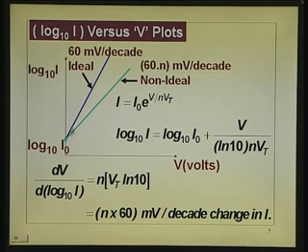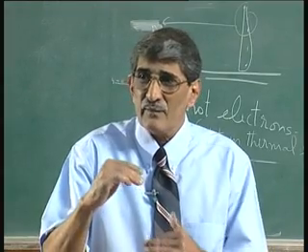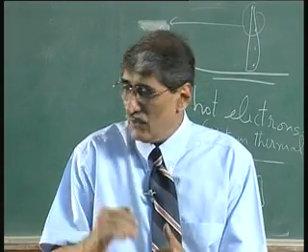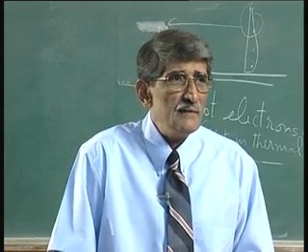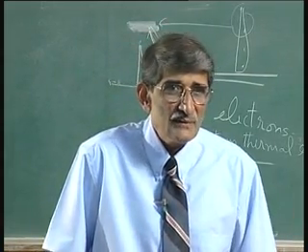So, for n equal to 1, it is a 60 millivolts slope, that is the current will change by 1 decade. When I say this is 1, it changes by 1 decade for a change in voltage equal to 60 millivolts. So, the implication of that is, if I change the voltage by 60 millivolts, the current will change by 1 decade.